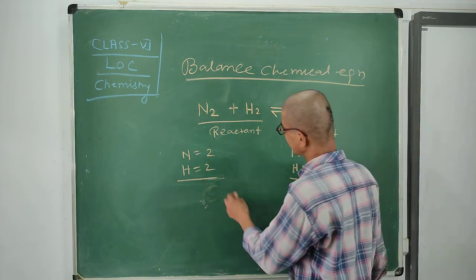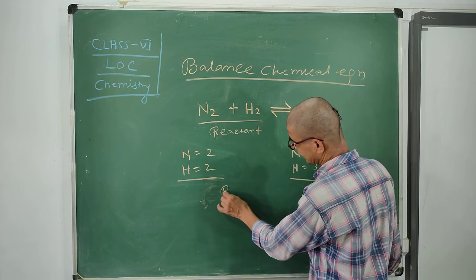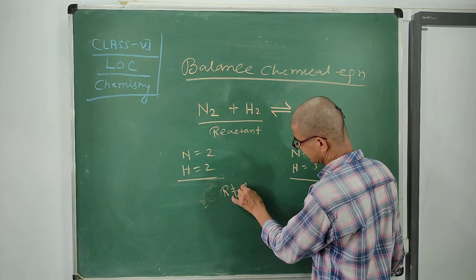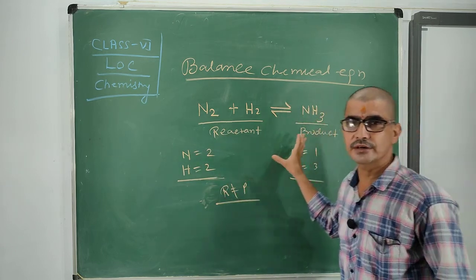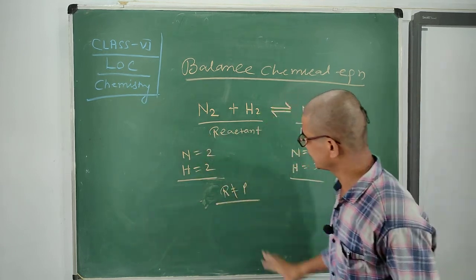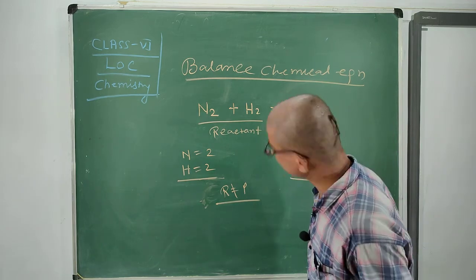But how can you balance? It is called an unbalanced chemical equation because the reactant is not equal to the product. The number of atoms present on the reactant side is not equal to the number of atoms present on the product side. But now the question is how to balance a chemical equation.